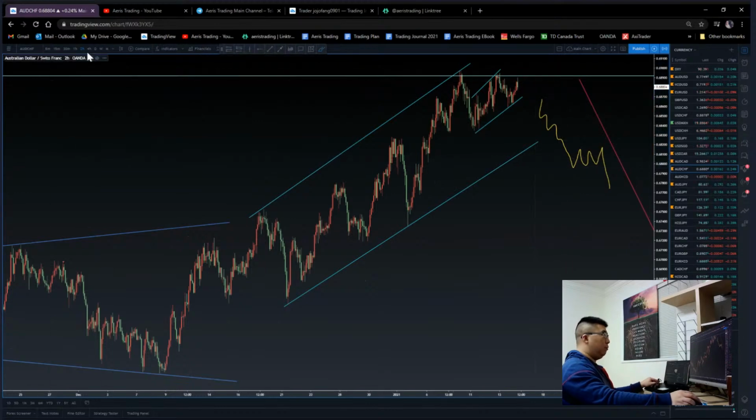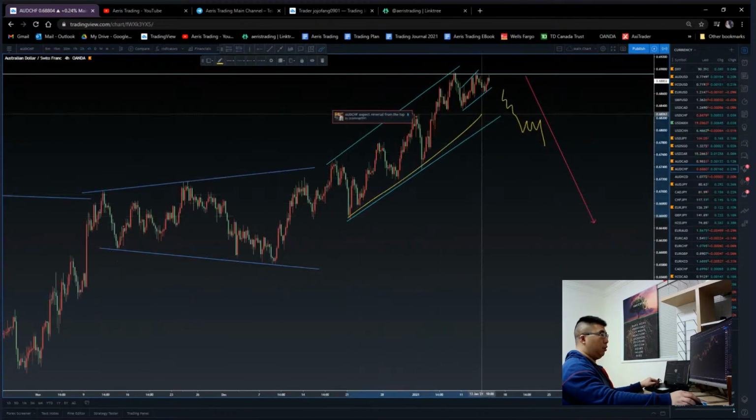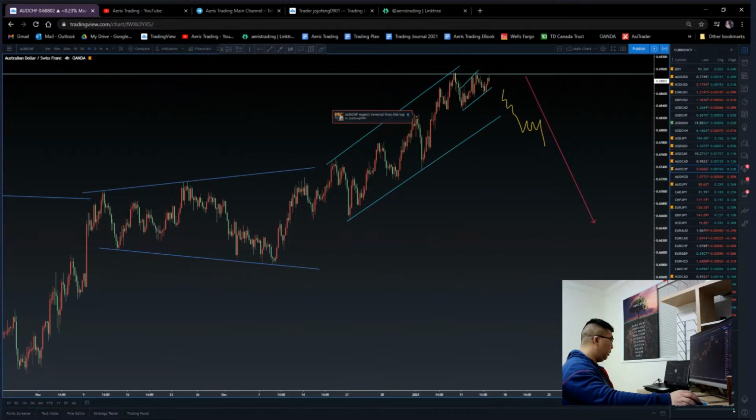So personally, for me, I'm waiting for this structure to complete, waiting for this consolidation to happen, and waiting for the strong breakout followed by a correction here to go down lower. Right, so that's kind of what I see on this one.